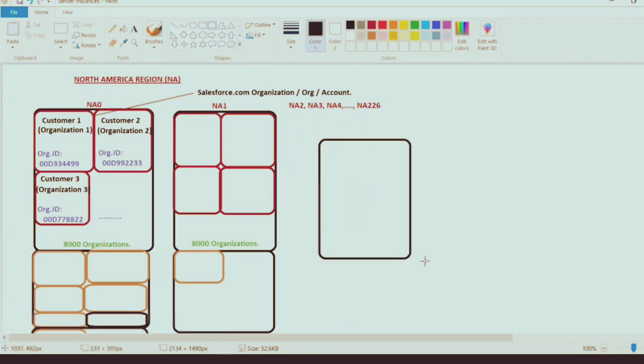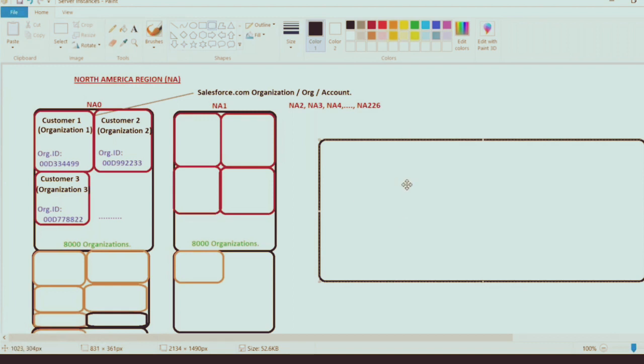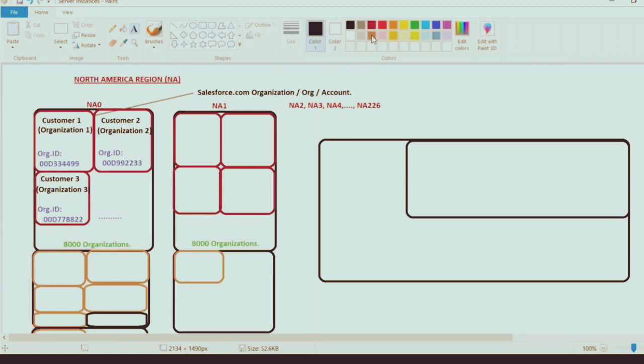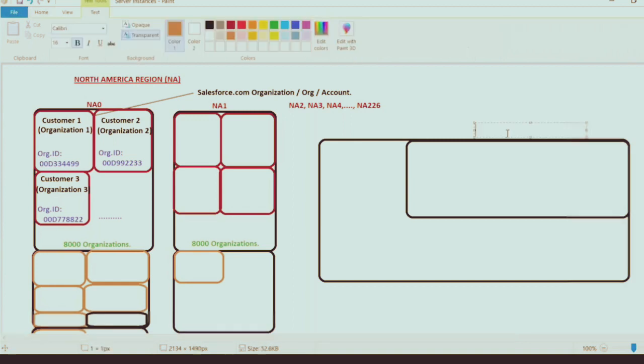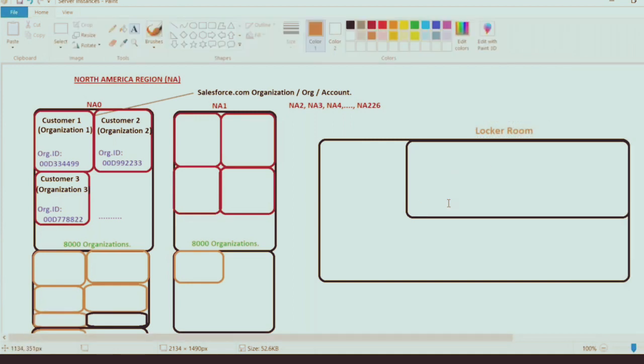Now we have the banking organization. Assume that this is the bank premises. In this bank premises, there is a locker room available. Assume that this is the locker room. Now tell me, whenever a customer shows interest in using the locker facility, will the bank people allocate the complete locker room to a single customer? No. What will these banking people do?